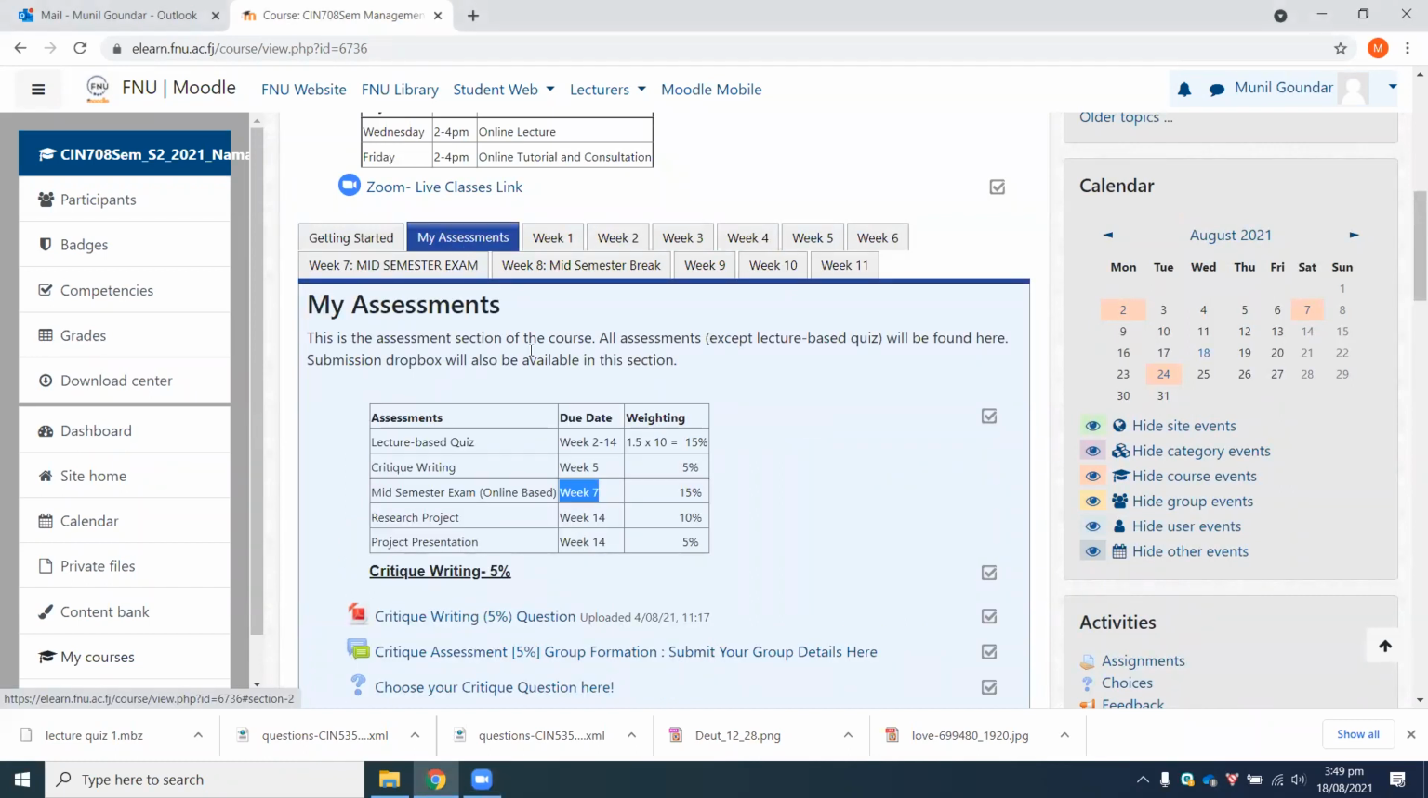Your mid-semester exam will be online based, and with the current design of the mid-semester exam, what I'm thinking is it will be 20 multiple choice questions, 20 marks of short answer questions, and either 10 marks of true or false or 10 marks of case study questions. So it will be completely online based. Since other campuses are closed, there's no physical exam, it is completely online based.